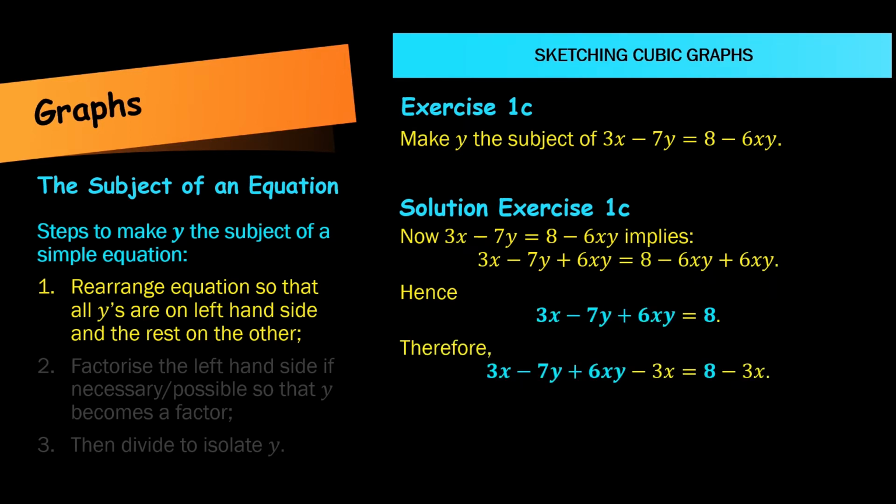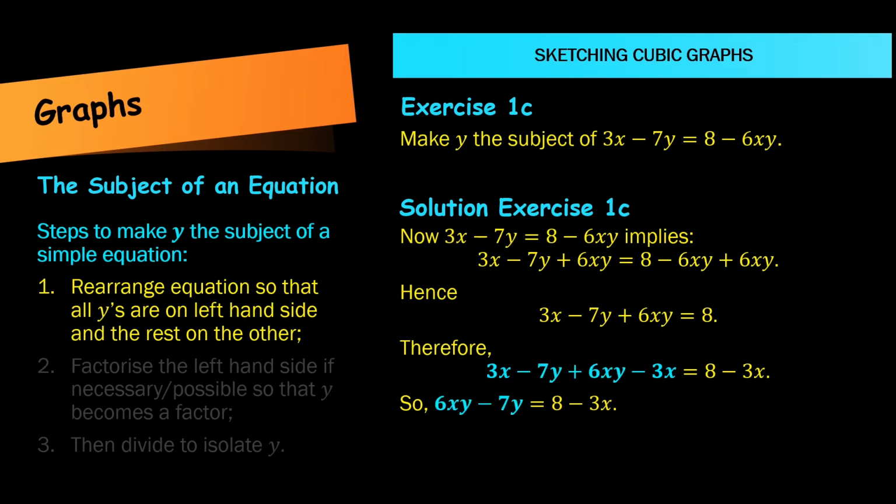And here's our equation, and we're going to take 3x from both sides because we're going to bring over all the non-y terms onto the other side. So here we've taken 3x from both sides. And this gives us 8 minus 3x on the right-hand side. 3x minus 3x disappears.